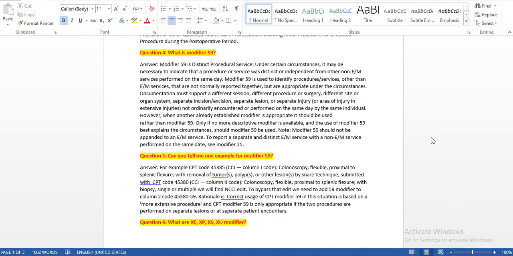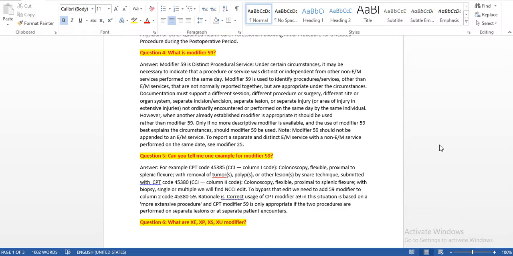Documentation must support a different session, different procedure or surgery, different site or organ system, separate incision or excision, separate lesion or separate injury, not ordinarily encountered or performed on the same day by the same individual. However, when another already established modifier is appropriate, it should be used rather than modifier 59. Only if no more descriptive modifier is available and the use of modifier 59 best explains the circumstances should modifier 59 be used. Note, modifier 59 should not be appended to an E&M service.